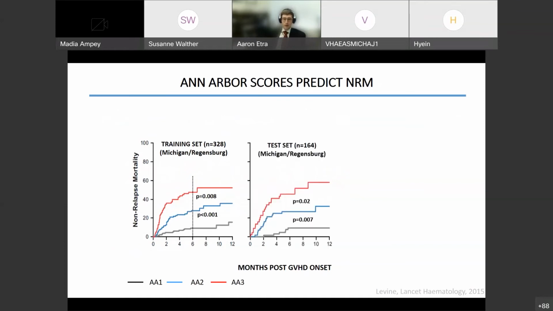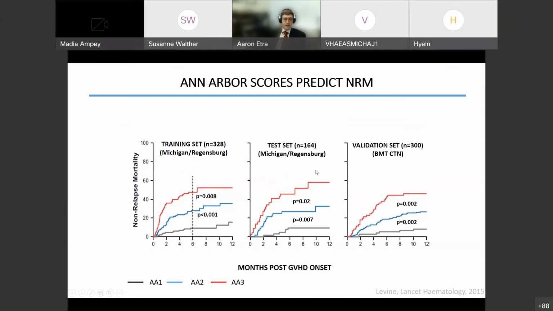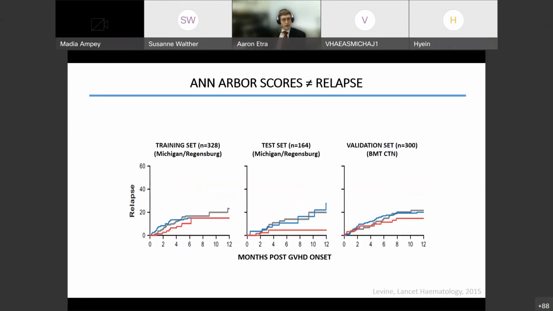And when they rolled this out into the test set, they were able to reproduce the findings, and likewise in the validation set. And in defining the Ann Arbor scores, they were able to identify a predictive biomarker when drawn at diagnosis, enabling people to risk stratify patients. And very interestingly, right at the beginning, I mentioned that graft versus host disease is sort of the other side of the coin to the graft versus leukemia effect.